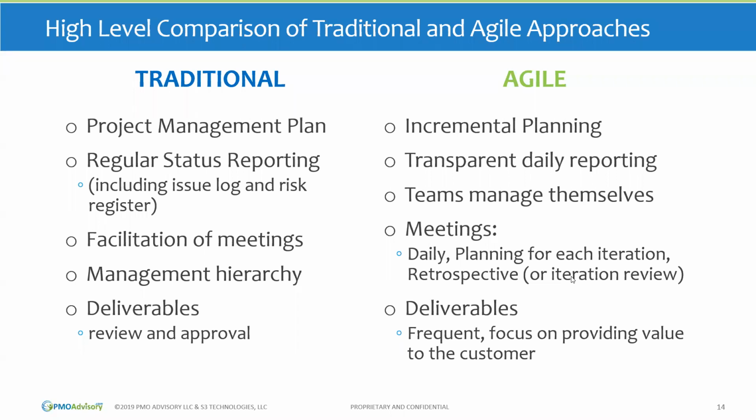Next, we have deliverables. Deliverables in traditional project management, they're reviewed and approved, and often most of the deliverables come at the end of the project. In Agile, our deliverables are more frequent, and we focus on providing value to the customer as often as possible. And ideally, we want to deliver something to them at the end of each iteration. Whether that actually goes into production or not is something different, but we want to create something valuable at the end of each iteration when we're using an Agile approach. And next slide, please.